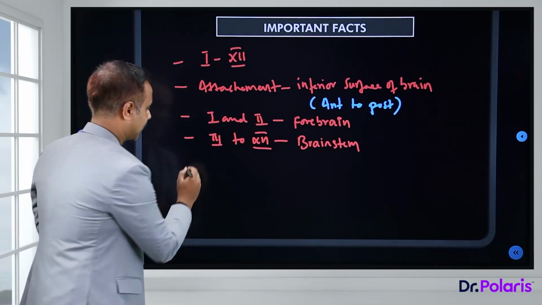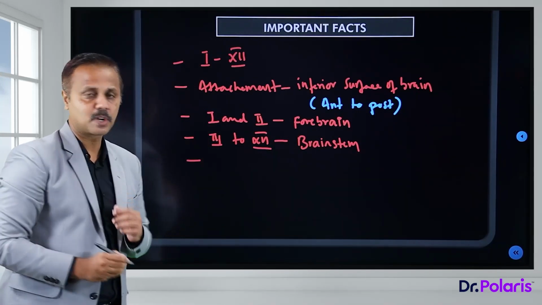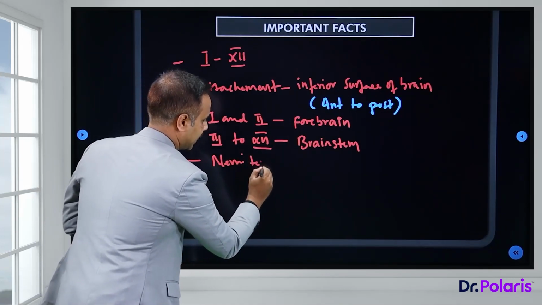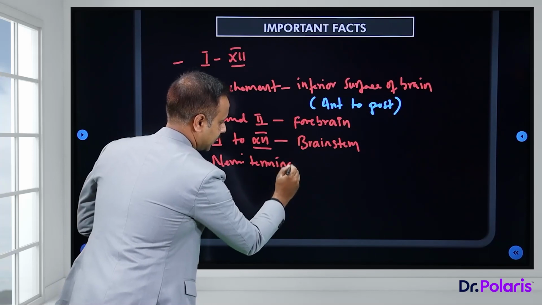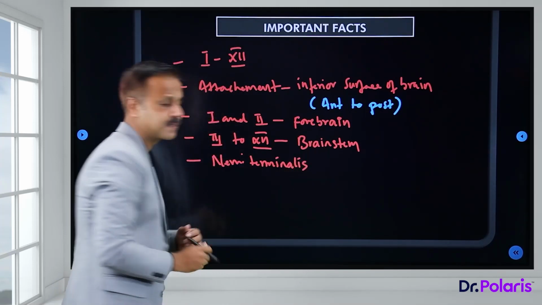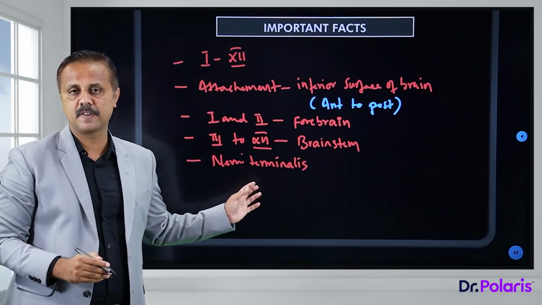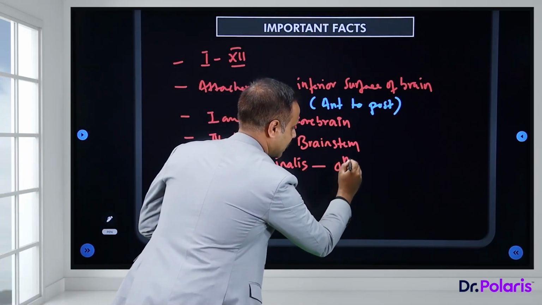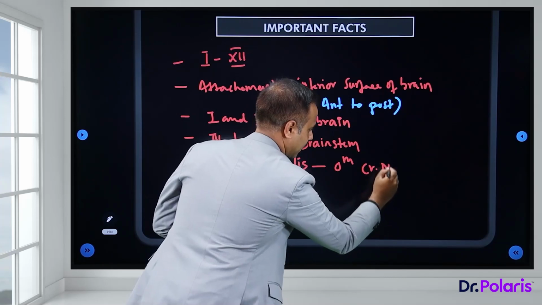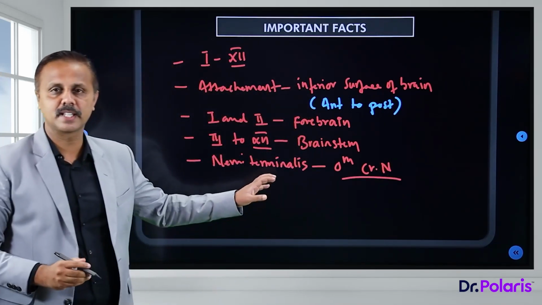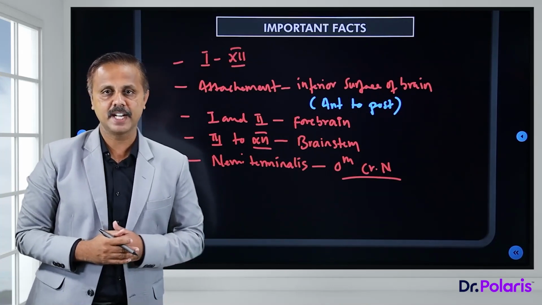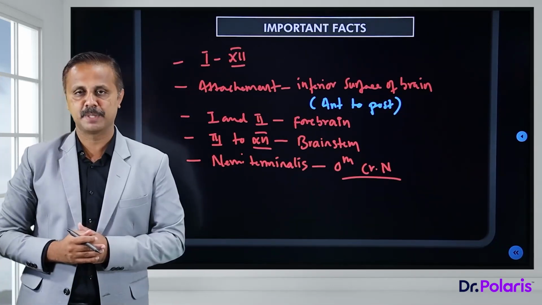Now, one more interesting fact is a nerve called as Nervi terminalis. Right? There is a nerve called as Nervi terminalis which is closely related to the olfactory pathway. This is almost referred to as the 0th cranial nerve. Now, sometimes they ask you this in Viva. Which nerve is called as the 0th cranial nerve? Right? So remember, it is Nervi terminalis.